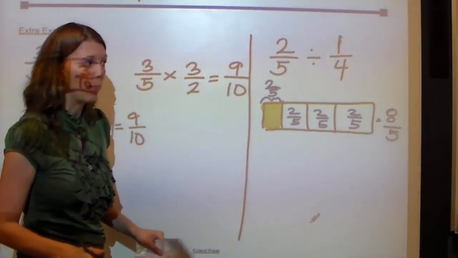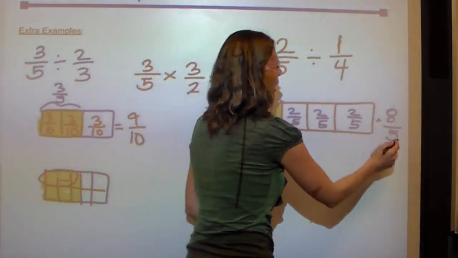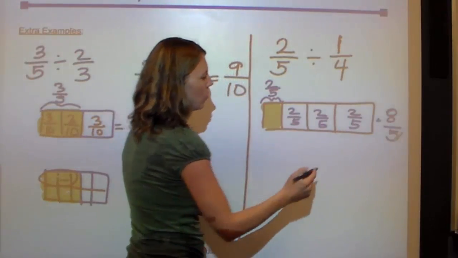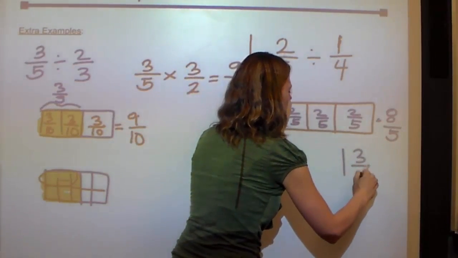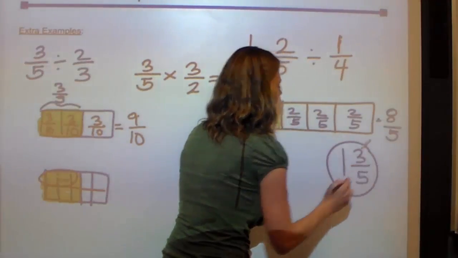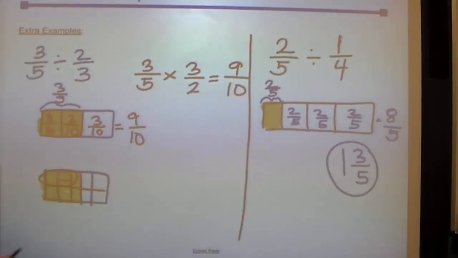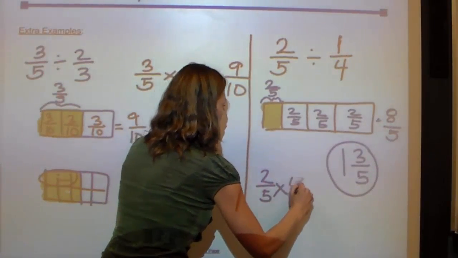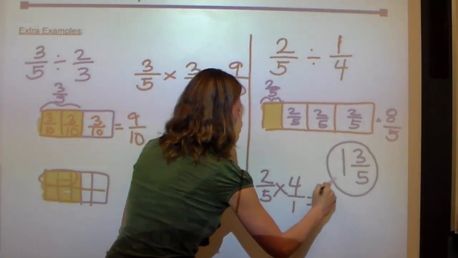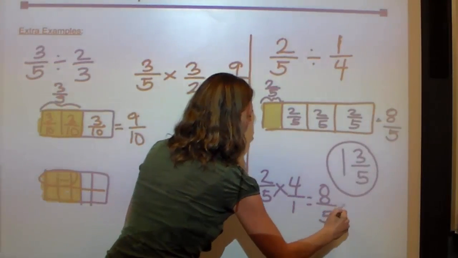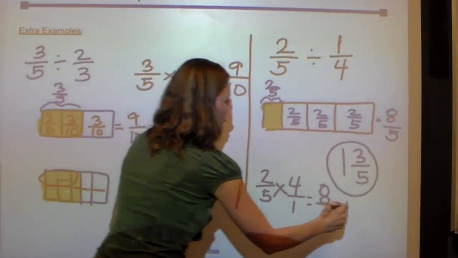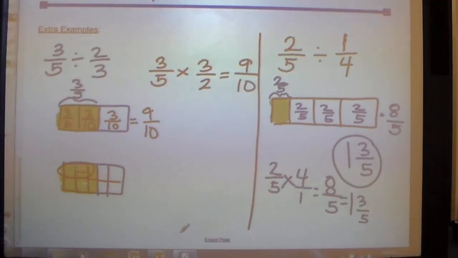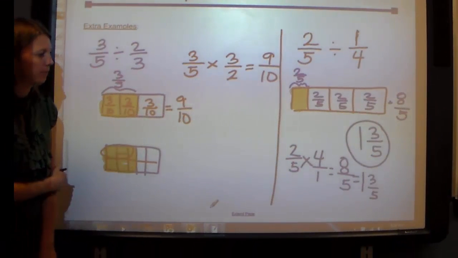would I leave it as improper? I hope you say no. I would see how many fifths are in 8 fifths, 5 fifths. That would make 1 whole, and there would be 3 left over to make that 1 3/5. I can show the multiplicative inverse to check my work. Multiply by 4 over 1, and I would get 8 fifths. And again, there's 5 fifths making a whole. 3 left over, 1 3/5.